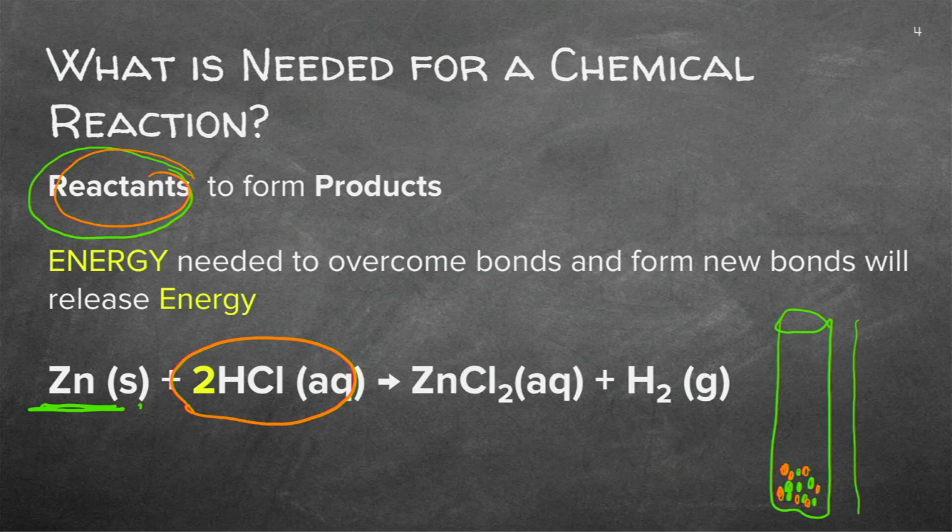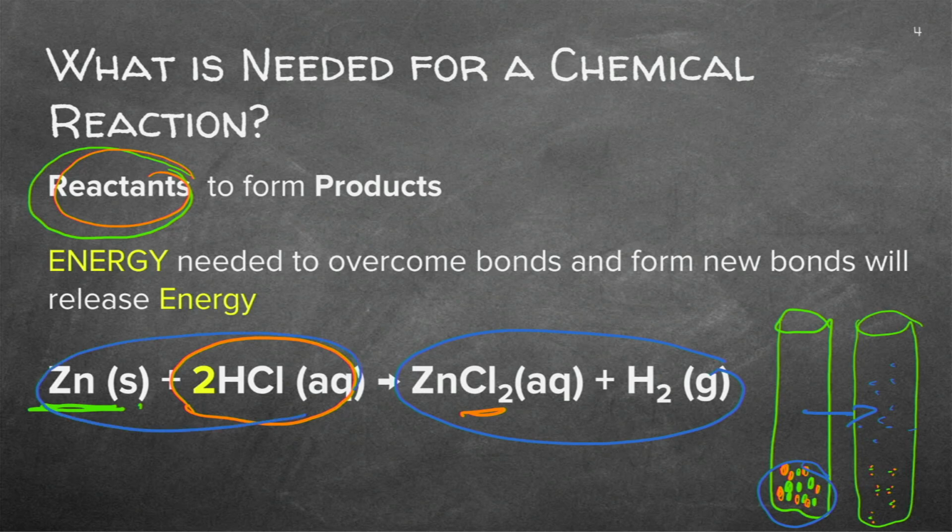At the end of this chemical reaction, you'll get zinc that will be bound to the chlorine there, two of them, and you see there that you've got hydrogen gas that will be released. So this is where we start, and that's where we end. We call these the products, and this side the reactants.